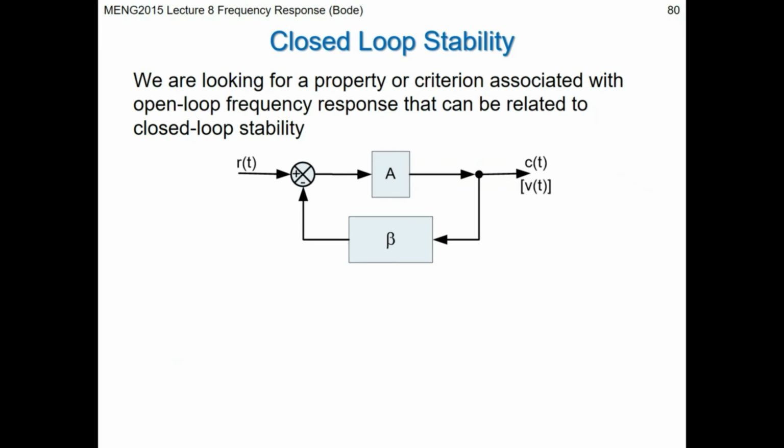So if we have a closed loop system like this, imagine R is an input, or we apply a transient input or a step input at R. But after that has been applied, our system becomes marginally stable. What does that mean? It means it now oscillates in simple harmonic motion.